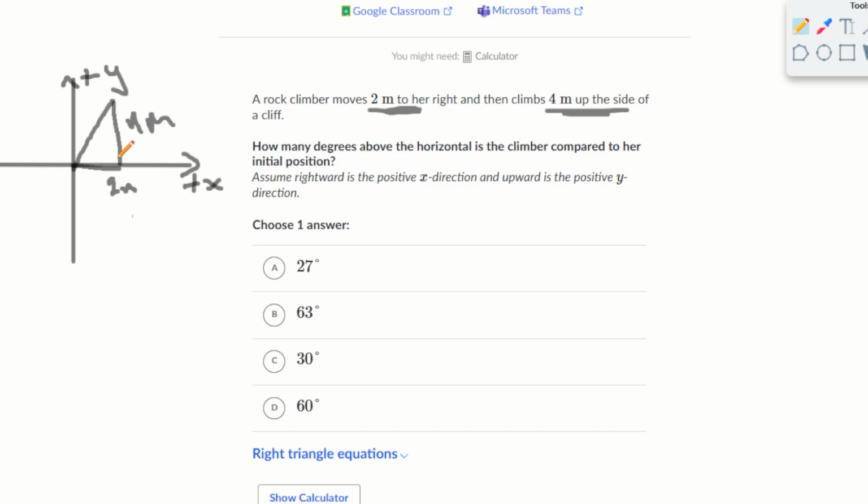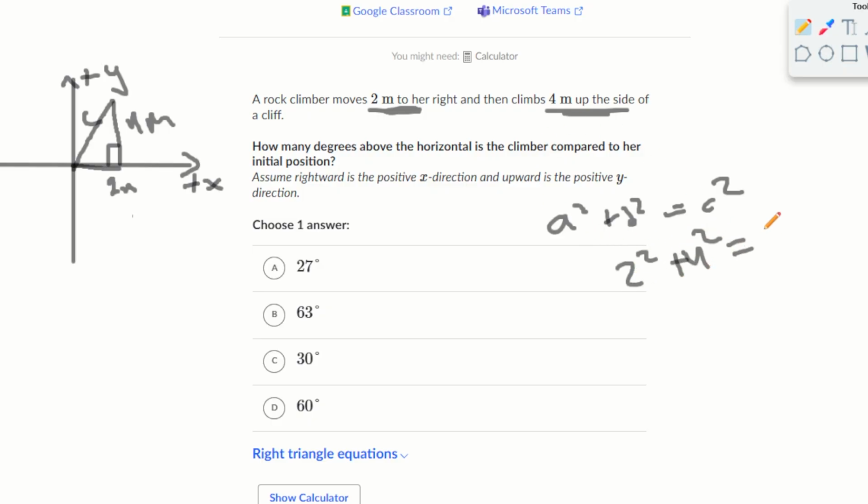I know that this isn't a straight line, but if you notice, this right here creates a 90-degree angle. And with a 90-degree angle, we can use the Pythagorean theorem to find the hypotenuse, our c value. So with our equation, a squared plus b squared equals c squared, and plugging in our values, a is 2 squared, b is 4 squared, and c squared is what we're solving for. We can just take the square root of this.